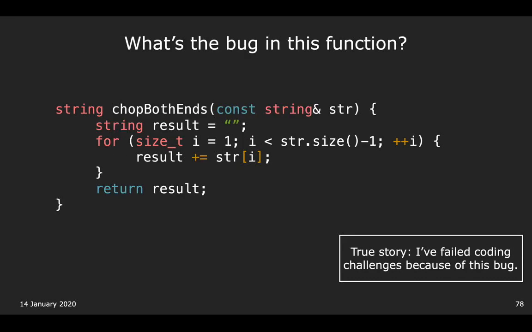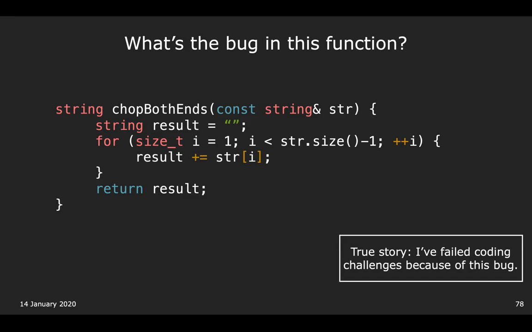All right. Quick challenge. If you ever do coding challenges for interviews for internships, this is a very common bug that you'll see. I failed coding interviews because of this. Spot the bug. So the idea of this function is basically to return a string without the first character and without the last character. Anyone see the bug? Yeah.